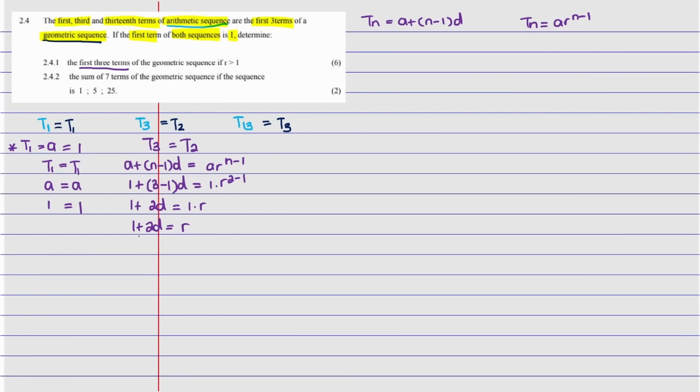I hope that makes sense. So when we do that, we're going to take the 1 to the other side. So it's going to be 2d is equal to r minus 1, divide both sides by 2. So it's going to be d is equal to (r minus 1) divided by 2. Hope that makes sense, right?